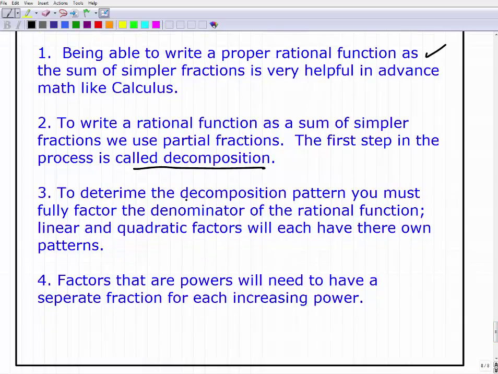So to determine the decomposition pattern, you must fully factor. That's key. Fully factor the denominator. So you got to do everything you possibly can, maybe synthetic division included for third degree, fourth degree, etc. So fully factor the denominator of the rational function. Then you're going to have linear and quadratic factors, and each of those are going to have their own individual patterns, as we have seen. And then lastly, factors that are powers will need to have a separate fraction for each increasing power.